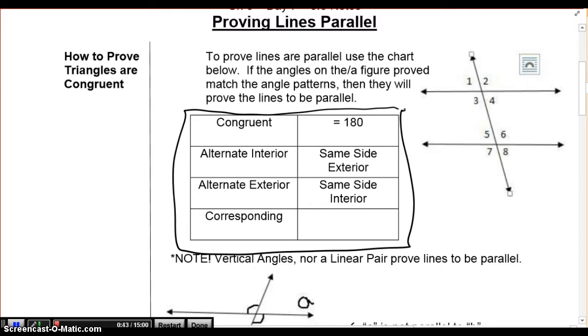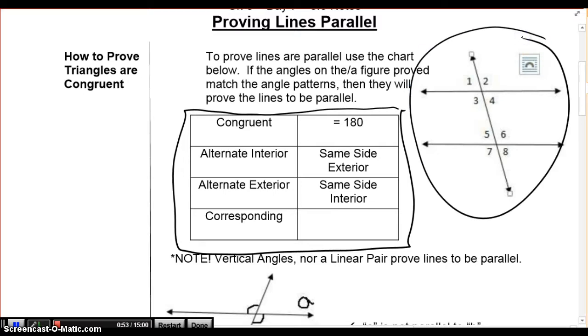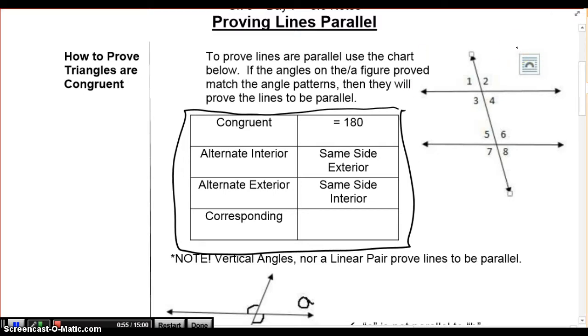So here's the thing. I want to read that little sentence up on top. It says, to prove lines are parallel, use the chart below. The angles on the figure provided, and what I'm referring to is this figure right here, if they match the angle patterns, then they will prove those lines to be parallel.